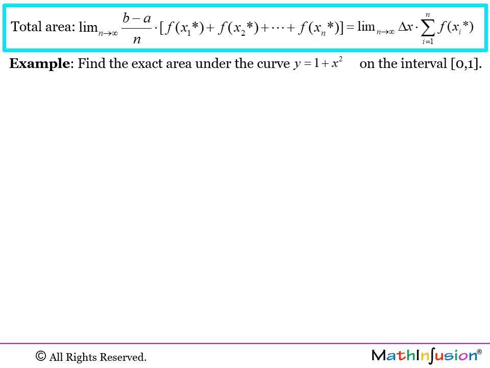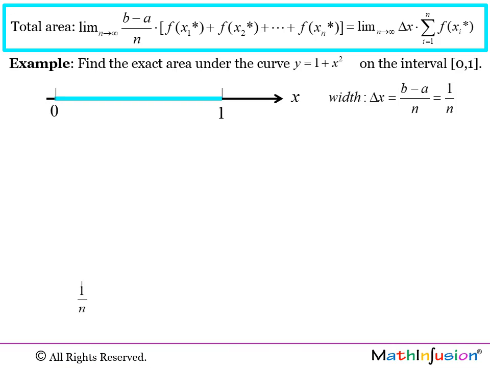Here is our first example. Find the exact area under the curve y equals 1 plus x to the power of 2 on the interval [0, 1]. We will start with the subdivision of the interval [0, 1]. The width, which is delta x, is (b minus a) over n. In this case, we get 1 over n. Here's the first segment, and the second, and then so forth, and here's the last one. And then we need to pick the x sub i star in these subintervals.